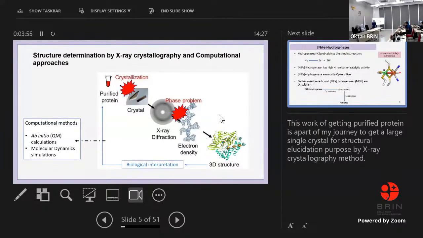First things first, you have to get the purified protein. Highly purified protein, so that you won't have big problems in the later processes. And in the case of my studies, I'm also involved in computational methods, which are ab initio calculations and molecular dynamics simulations, to confirm a few molecular species in the structure.